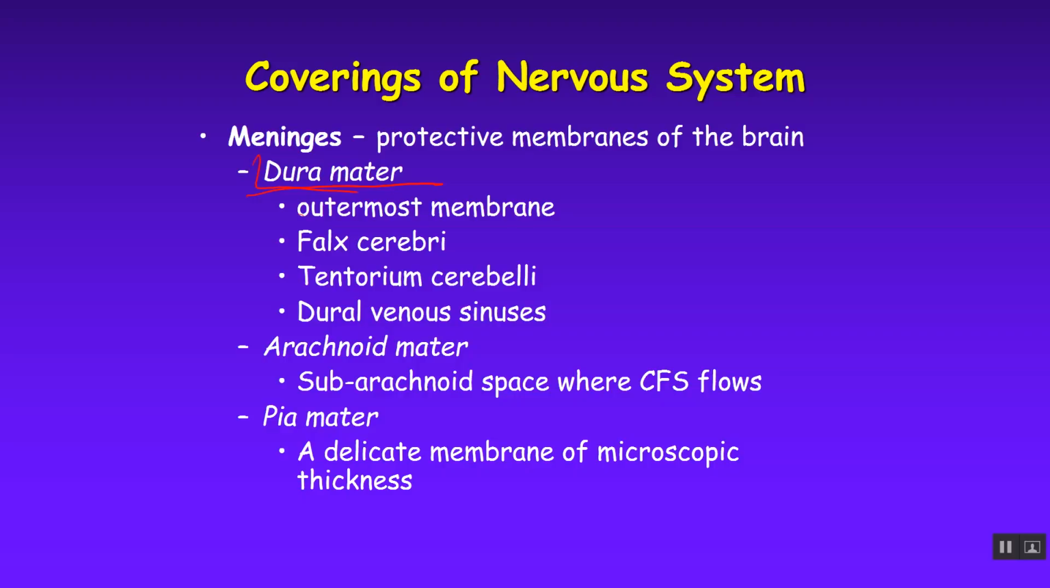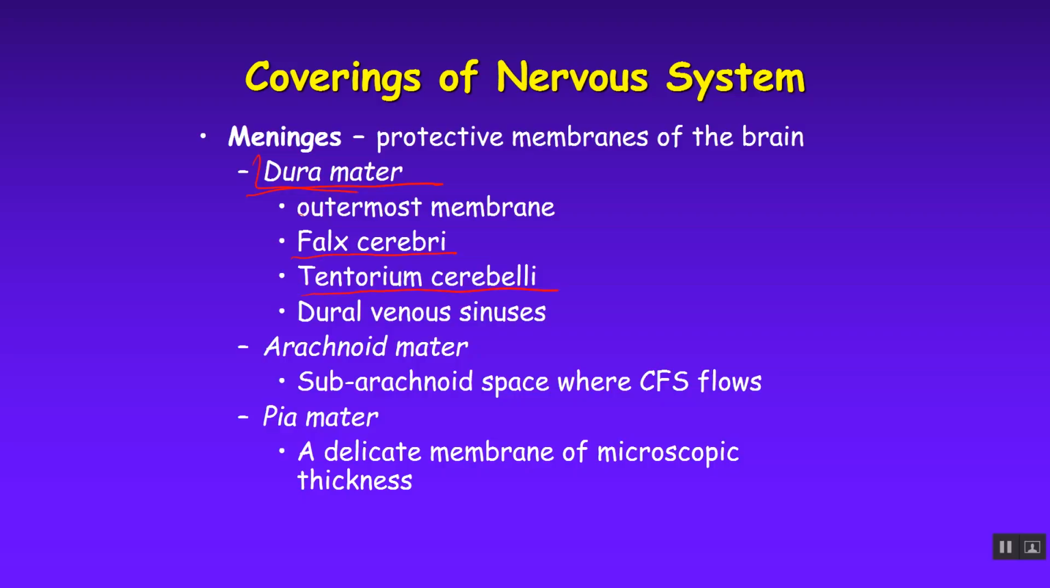It makes up a few significant structures that we can see, feel, and touch. The falx cerebri is where the dura mater goes down in between your cerebral hemispheres. It forms the tentorium cerebelli. It's the little tent the dura mater forms over the cerebellum, in between the cerebellum and the bottom part of the cerebrum.